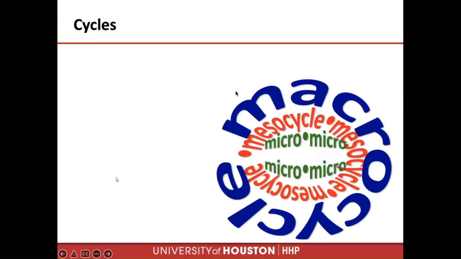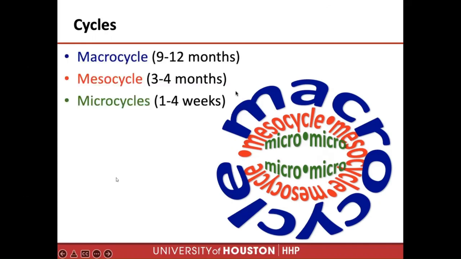So we have 3 types of cycles. There's our macrocycle, which is our overall big picture. And then within that, our next layer is the mesocycle. And then our last smaller one is the microcycle. I'm sorry, micro with an I, microcycle, make sure I said that right. So macrocycle is usually 9 to 12 months. For elite level athletes, it may go as long as 24 years.